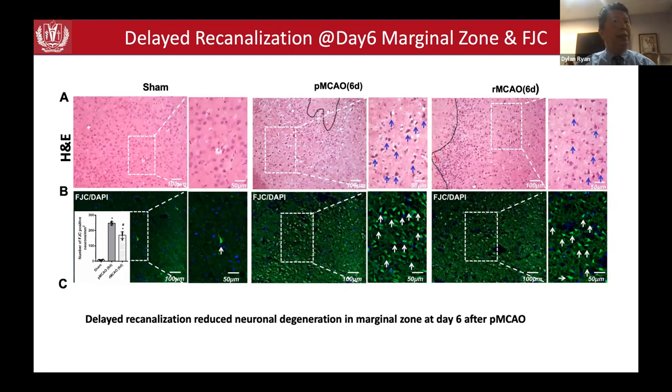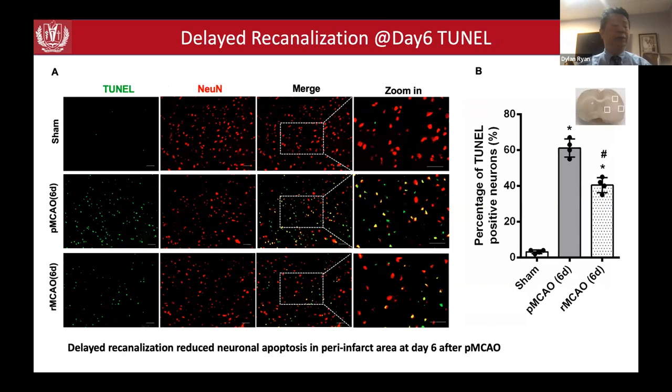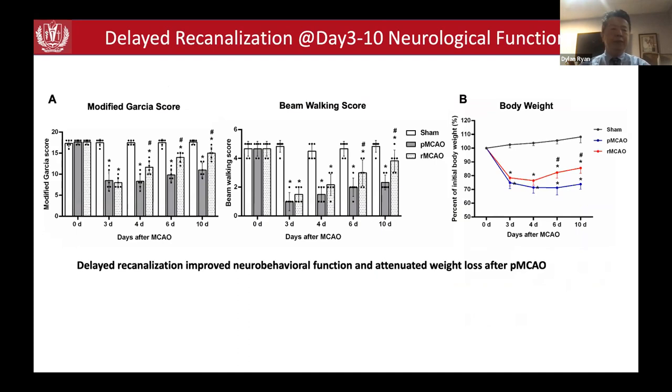This is, again, TUNEL staining, the same thing. So in this paper, we actually did a 3 days delay, 7 days delay, 14 days delay. Even at 14 days, we reopen the vessel. We still see improvement. This is the function. I'm trying not to waste your time explaining what that means. The beam walking, it's just a motor sensory balance function, all improved 3 days after delayed recanalization.